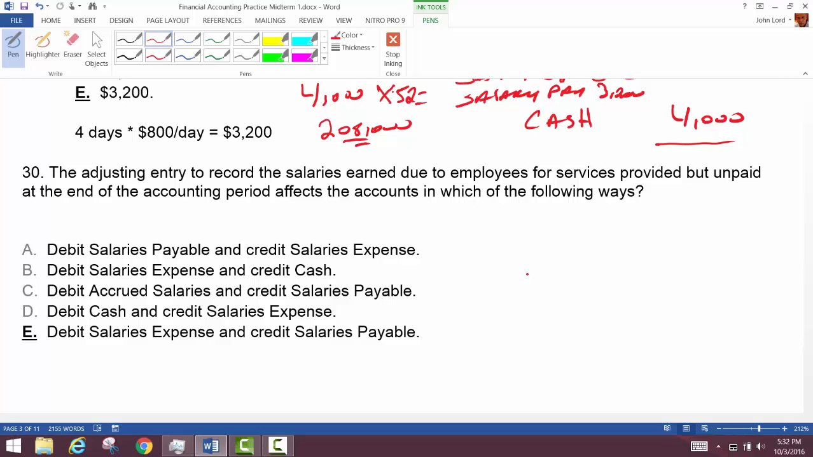Okay. All right. How about this one? The adjusting entry records salaries earned due to employees for service provided but unpaid at the end of the accounting period. Debit the expense and what? Credit the salaries payable. We definitely hit that salary stuff at the end of this test, didn't we?